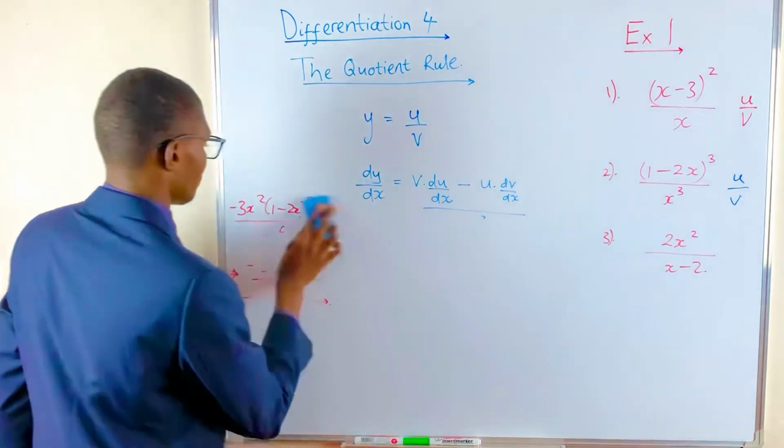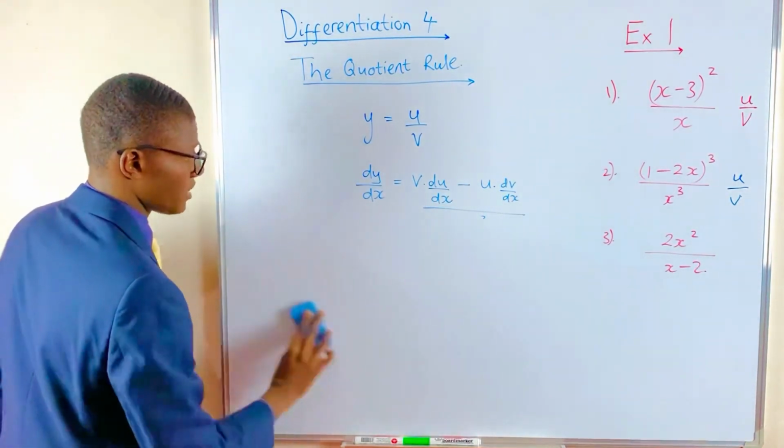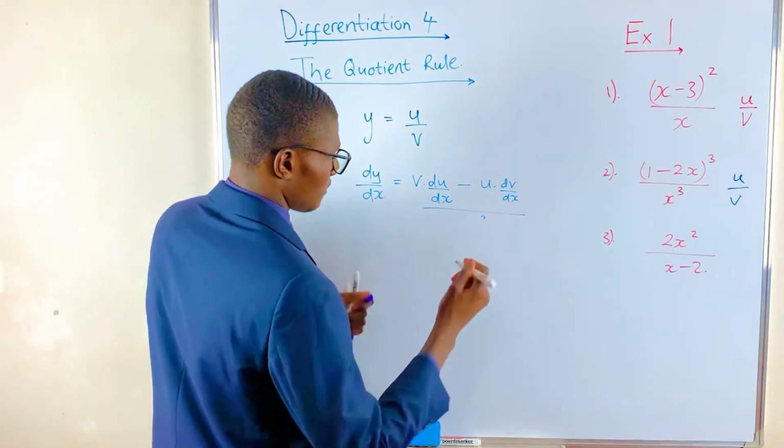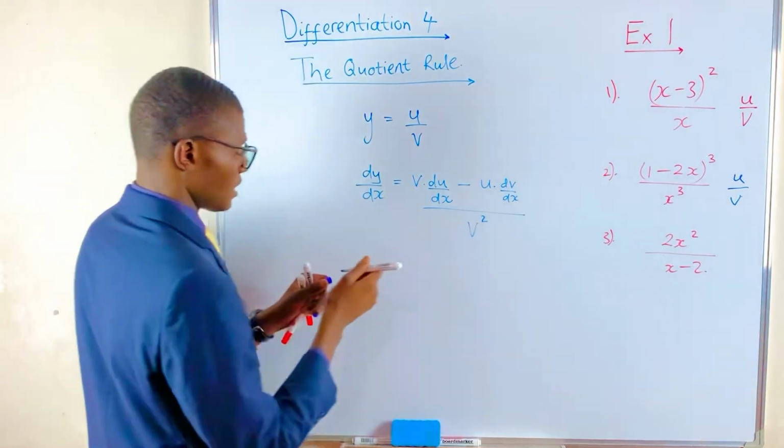Oh, okay. I wasn't supposed to use that. So this is over v squared. Over v squared, like that.